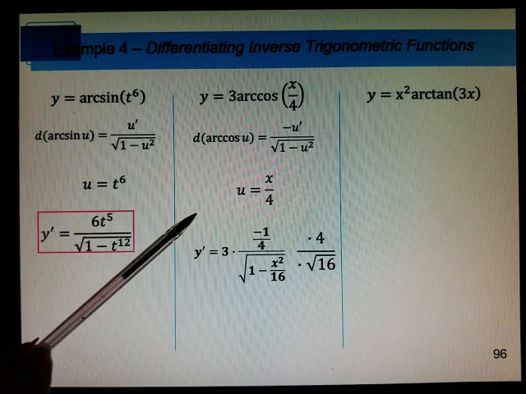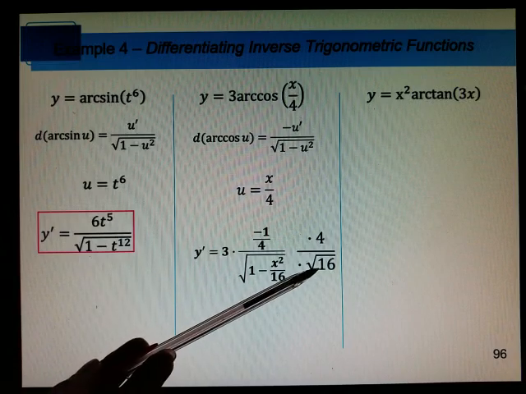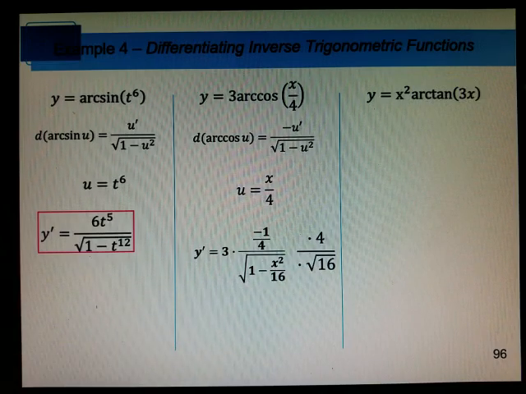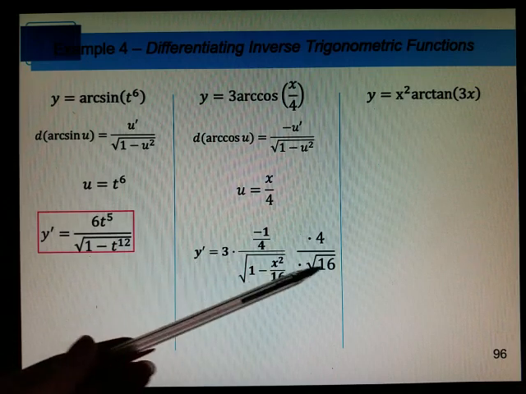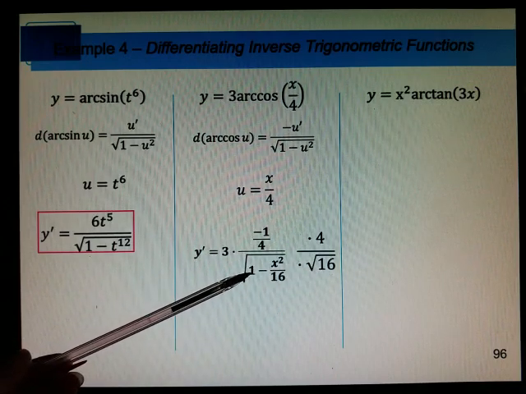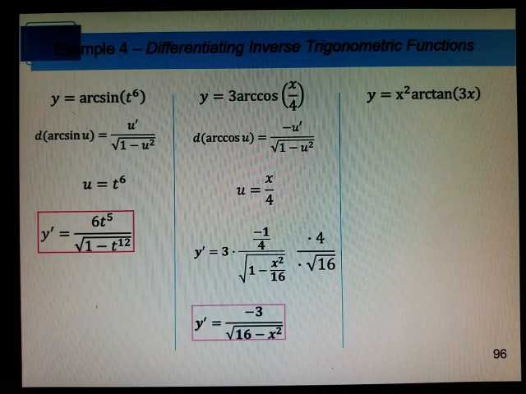All right, so I'm going to multiply the top by 4 and the bottom by square root of 16. That's still a 4. See, 4 over 4 is 1. That's a big old fancy 1. So 4 times this would be negative 1 times that 3. Square root of 16 times that 1, square root of 16, and that 16 with this would be the x squared. And that's where we get the final answer from.